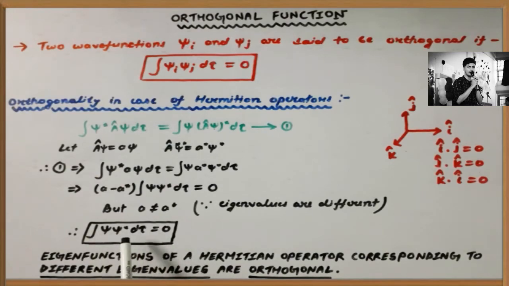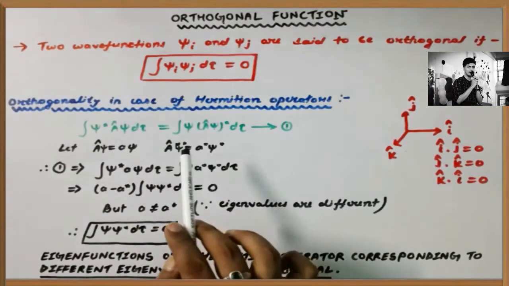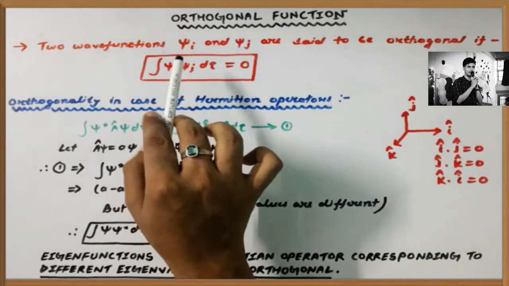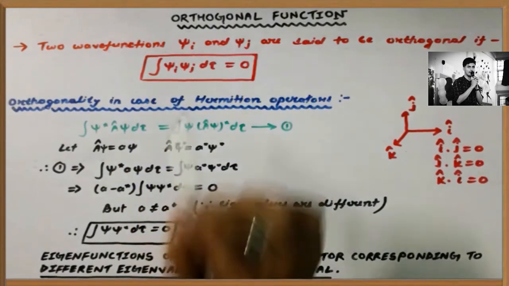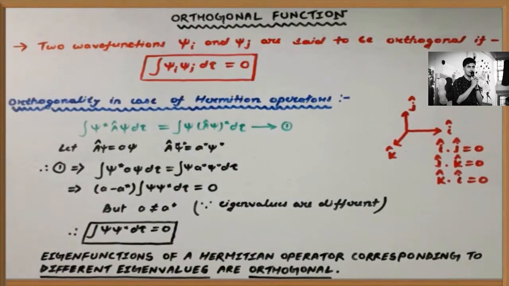This condition resembles the orthogonal condition, which is the integration of psi i psi j d tau equal to 0. So these are the same conditions. That means eigenfunctions of a Hermitian operator corresponding to different eigenvalues are orthogonal. So if we have eigenfunctions of a Hermitian operator with different eigenvalues, then we will get two orthogonal wave functions. This is an important postulate of quantum mechanics, which gives us an idea about the Hermitian operator regarding its orthogonality.